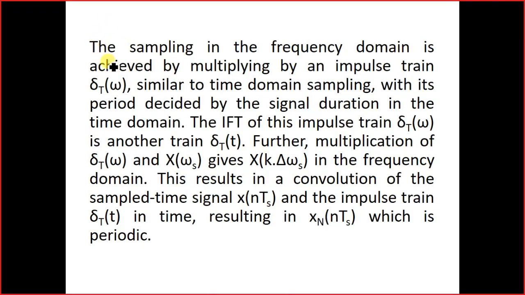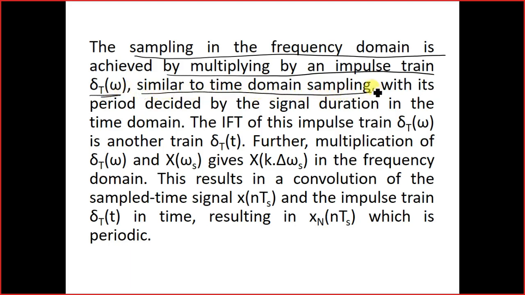Now let's look into whatever we have discussed. Look into the text written over here. The sampling in the frequency domain is achieved by multiplying by an impulse train, delta f of omega, similar to the time domain sampling, with its period decided by the signal duration in the time domain. Let's forget this.